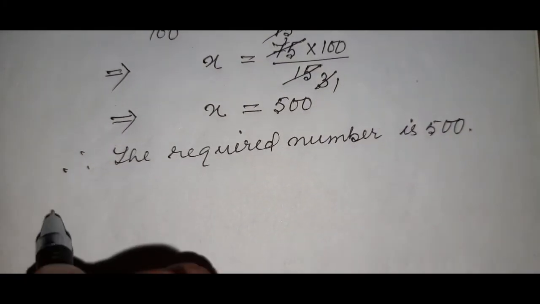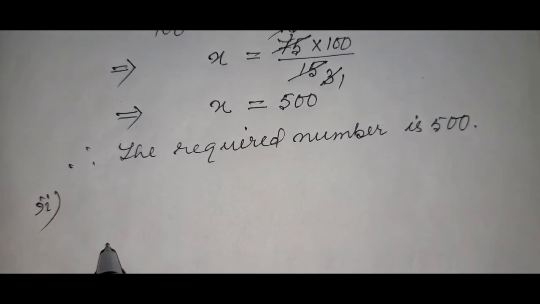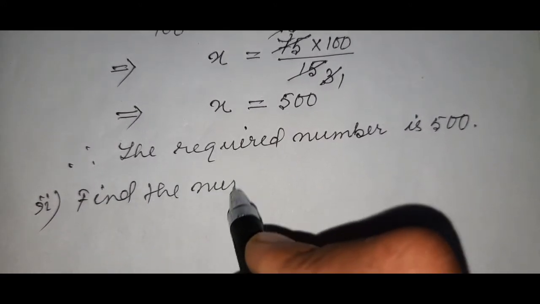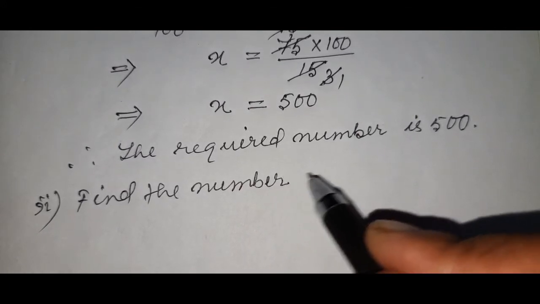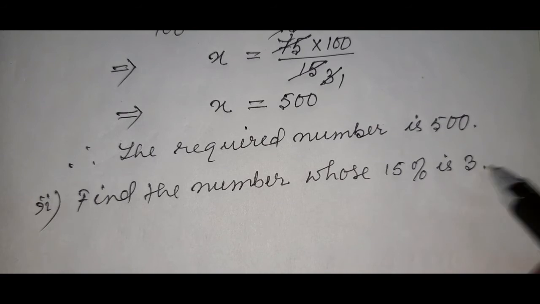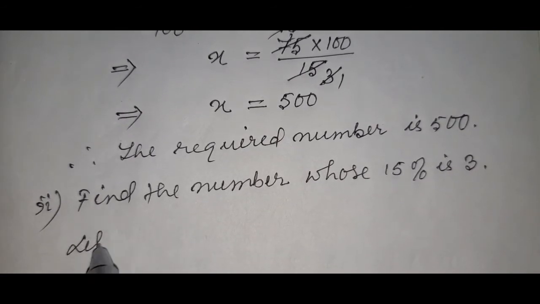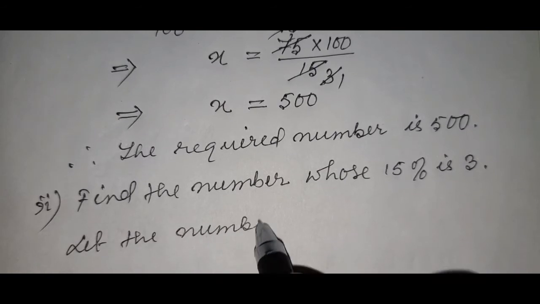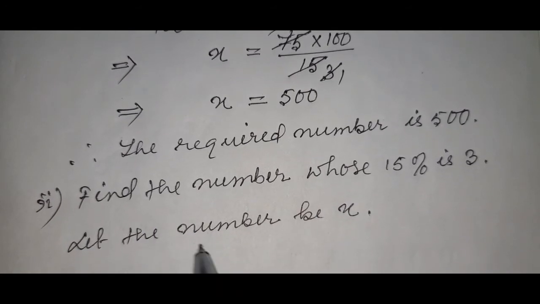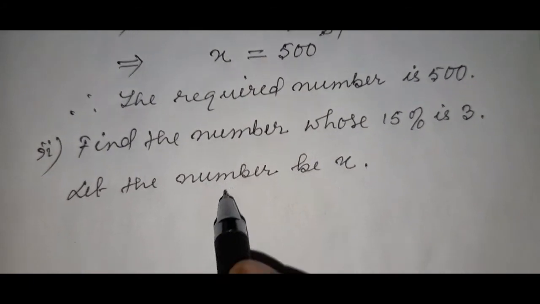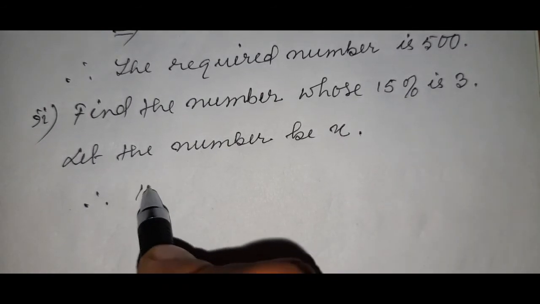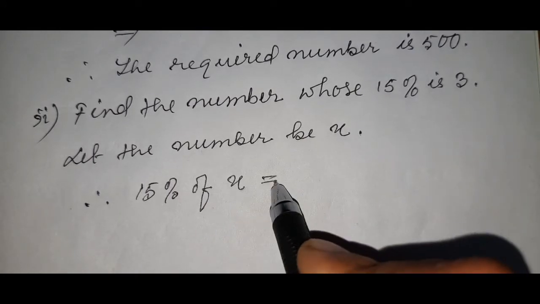Now let's see the next one, Roman number 2. Roman number 2 is: find the number whose 15% is 3. Okay, so again we will say let the number be x. The thing which we don't know, we're taking it as x. So now 15% of x will be 3. So 15% of x is equal to 3.